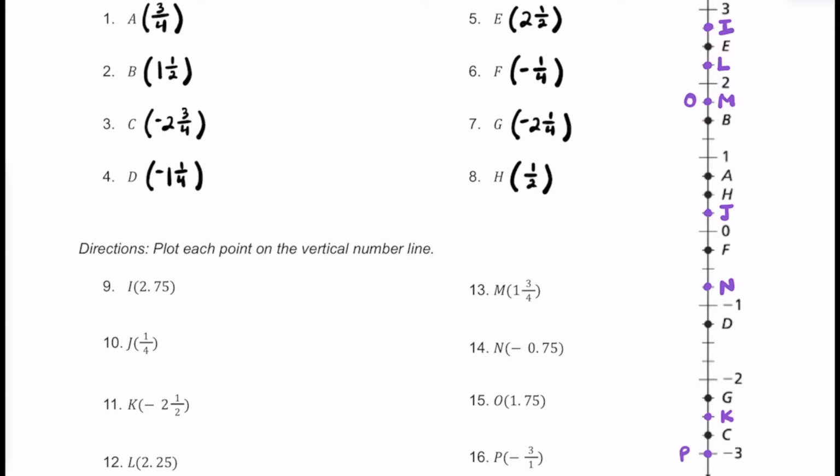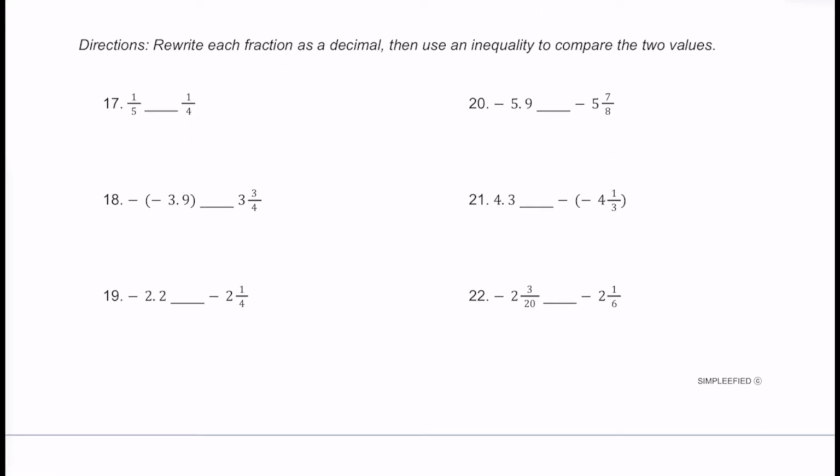Alrighty, for this next set of problems, let's go ahead and rewrite each of these fractions. Anytime we see a fraction, let's rewrite it as a decimal, and then we're going to use an inequality to compare the two values after that. So no matter what, we're going to turn these fractions into decimals. So for this 1/5 here, 1/5 technically means we are doing 1 divided by 5. So let's go ahead and do 1 divided by 5 here.